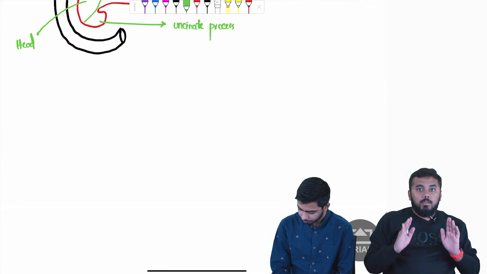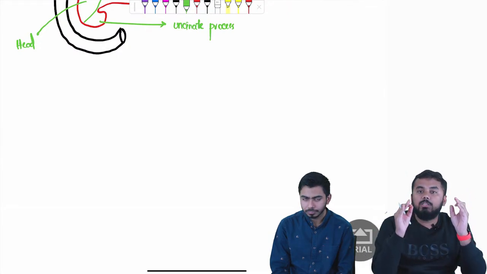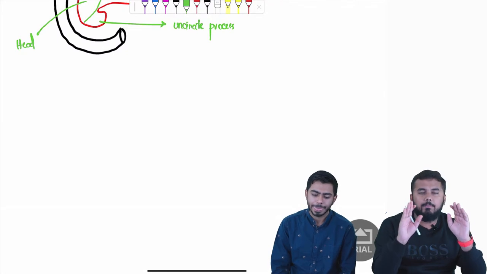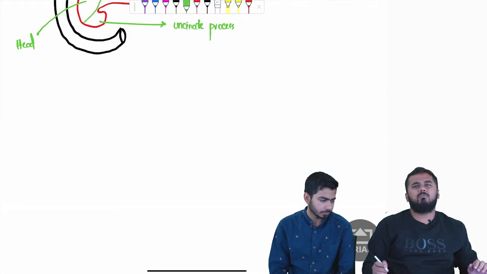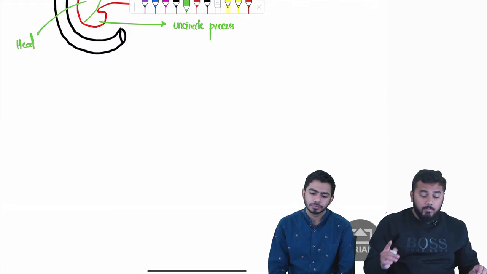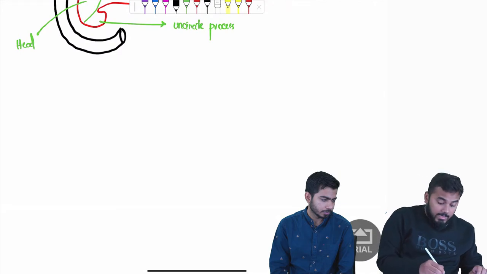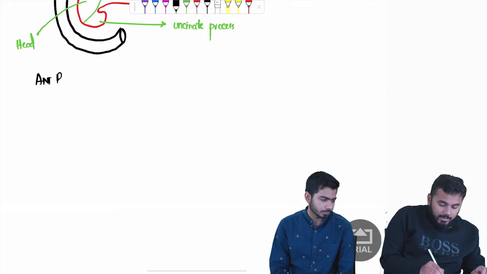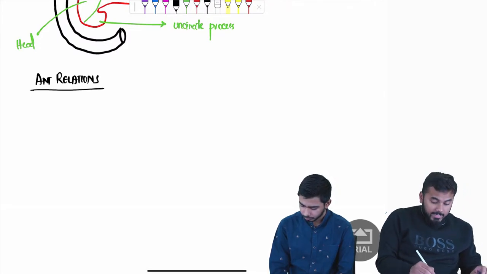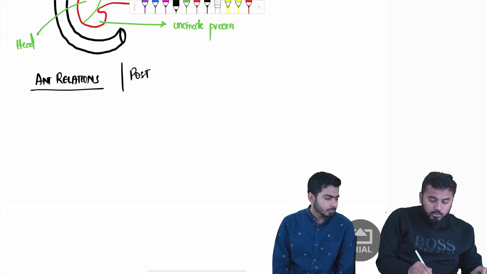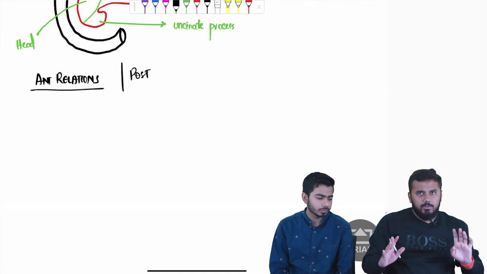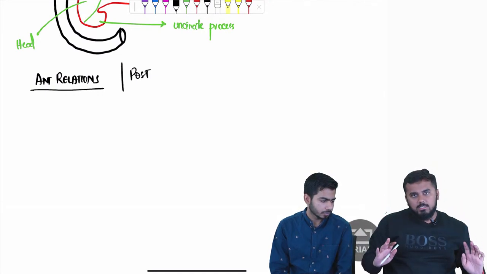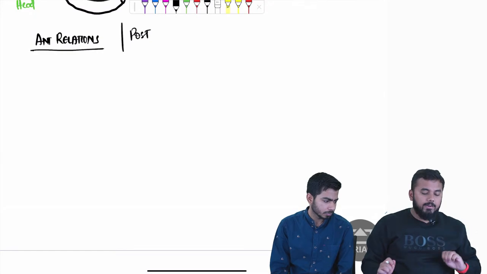Right, guys. Now, what they ask you in the exam, definitely regarding the pancreas, is that they don't ask you what is head, what is uncinate process, what is neck and tail. But what they'll ask you is regarding the anterior relations of pancreas. At the same time, they will also ask you about the posterior relations of pancreas. It means in front of the pancreas, what are the structures that are present? In back of the pancreas, what are the structures that are present? So what are the anterior relations of pancreas?